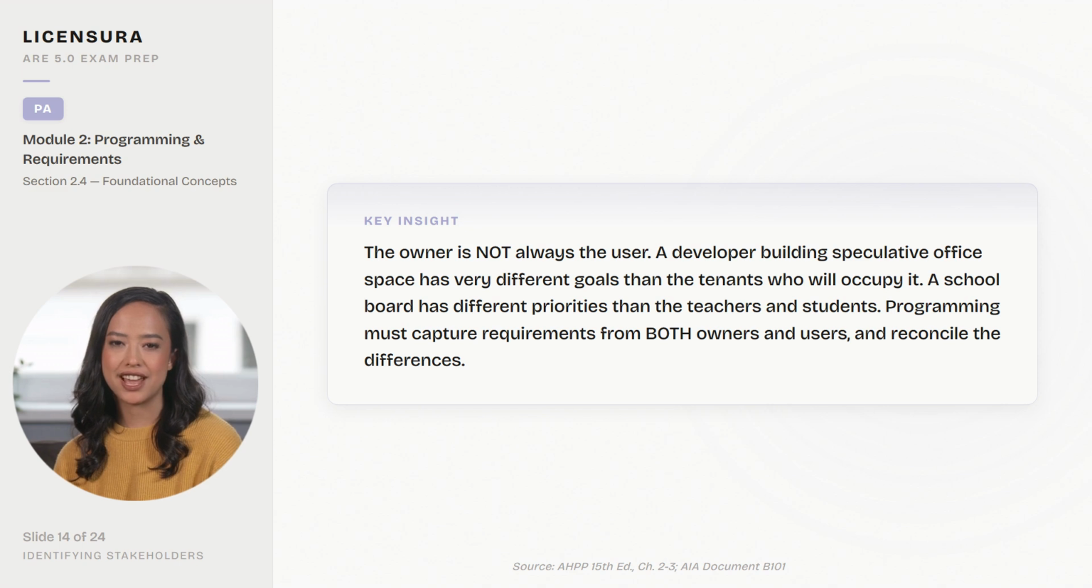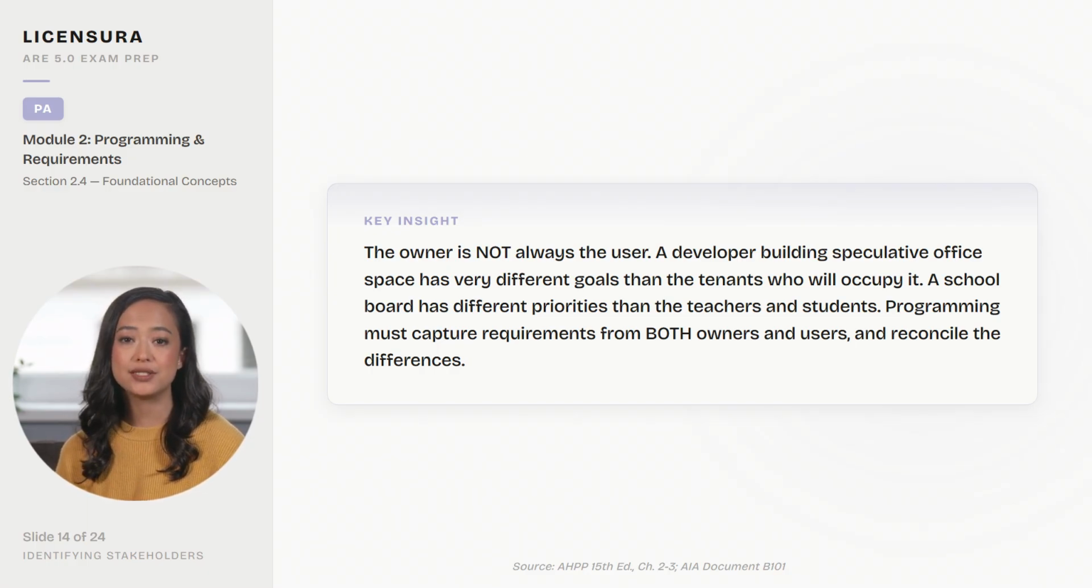Here's the key insight. The owner is not always the user. A developer building speculative office space has very different goals than the tenants who will occupy it. A school board has different priorities than the teachers and students. Programming must capture requirements from both owners and users and reconcile the differences.